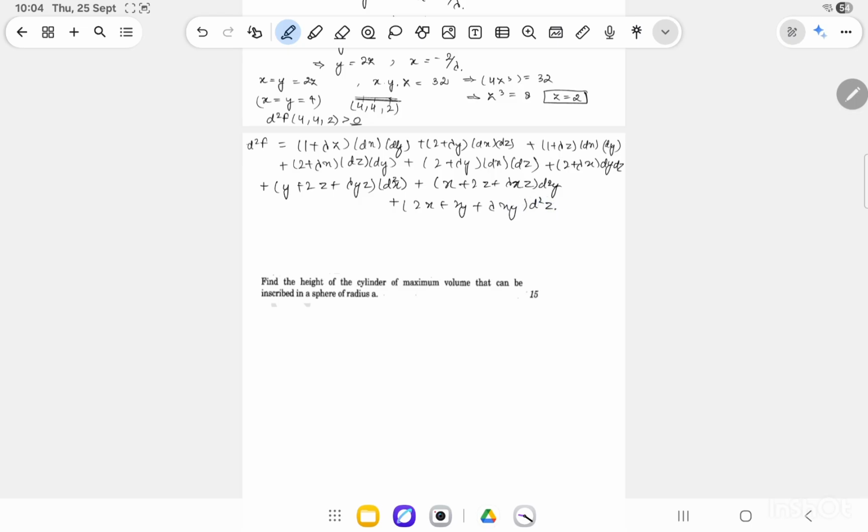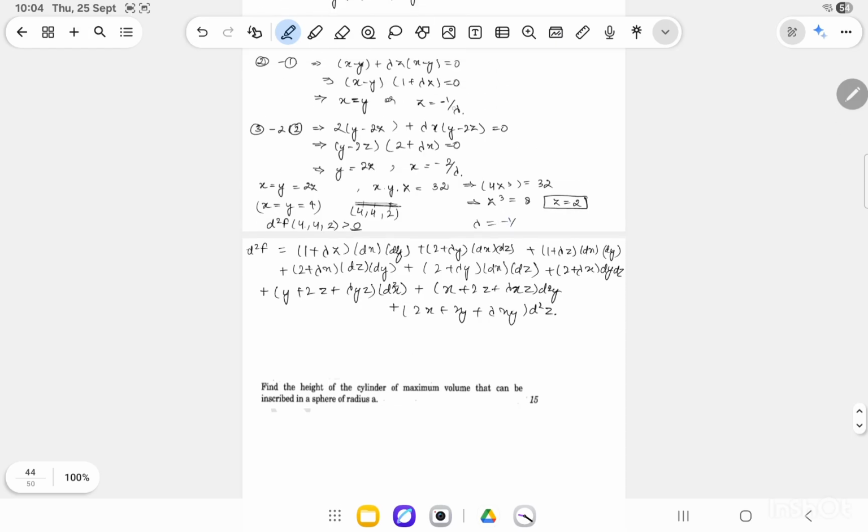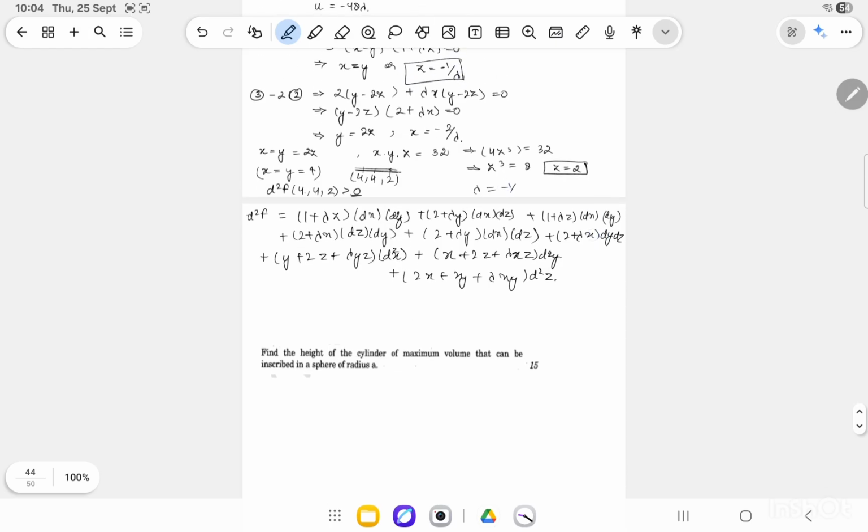So if you check its value at 4, 4, 2, lambda will be basically minus 1 by z, that is minus 1 by 2. So from here this term will be basically 0 because lambda z will be minus 1. Likewise lambda y will be minus 2, this is also 0. Likewise this again goes to 0, this is also 0, and this and this are also 0.